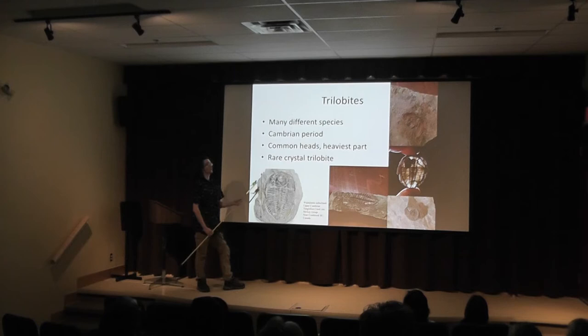So in the Cambrian age fossil sites, there is an abundant amount of trilobite species, some of the creatures I went over in past slides. And they're quite common, but most of which we have only found the heads of, due to the heads being the heaviest part of the creature. So when it dies, the rest of the body segments may wash away in ocean currents.